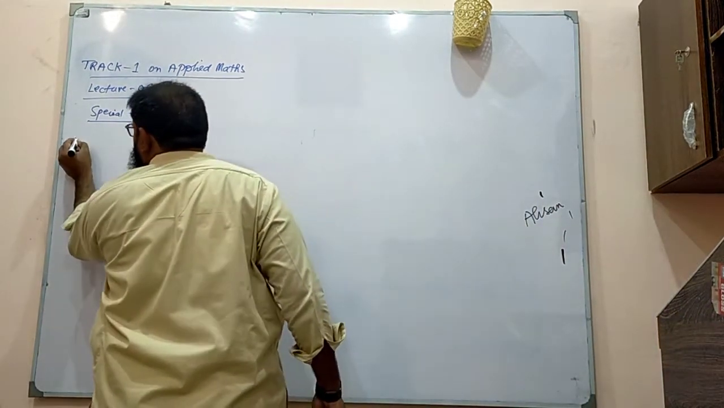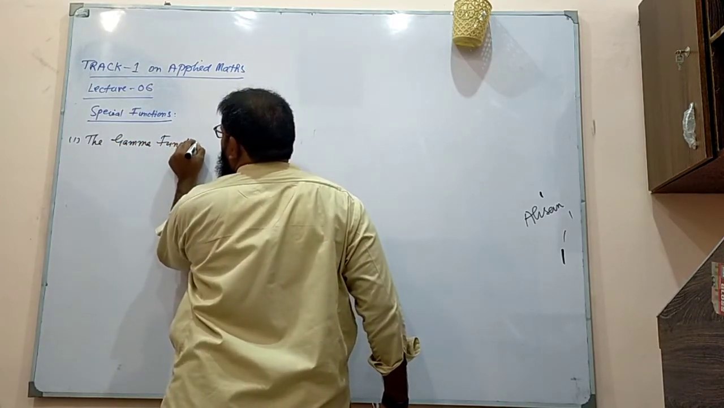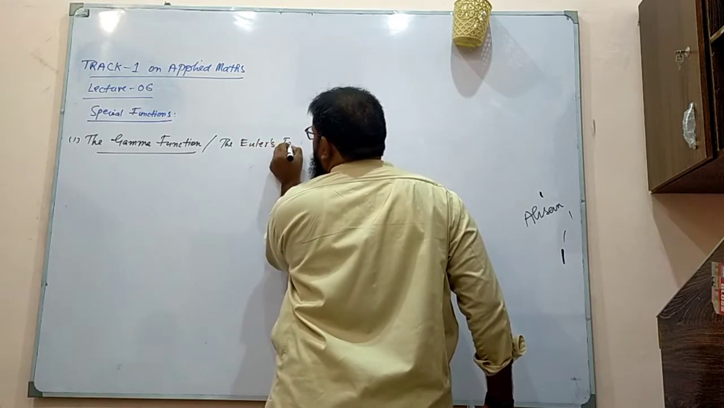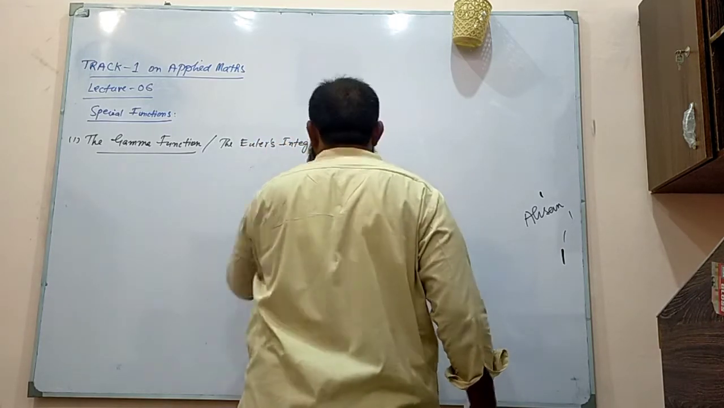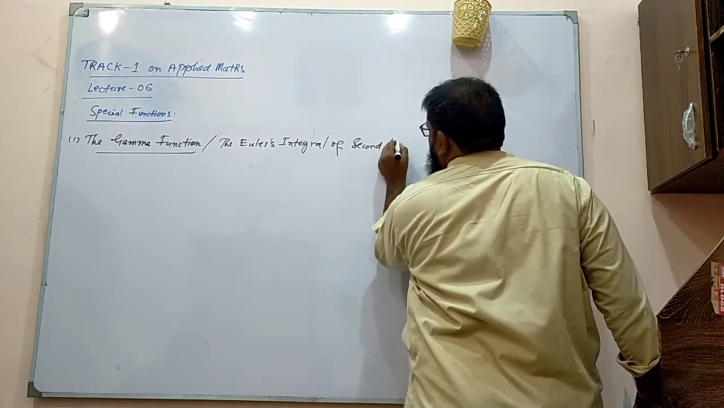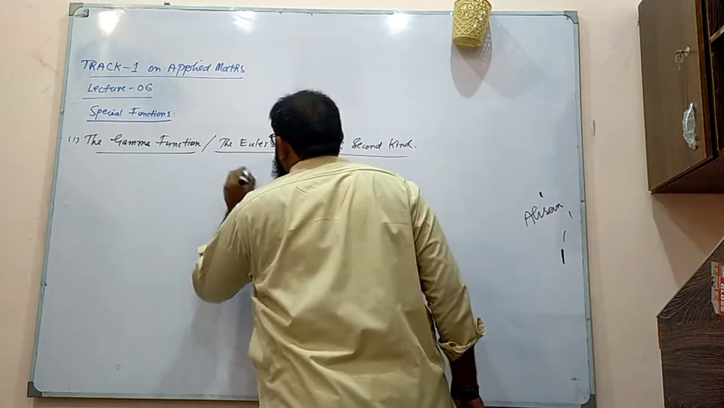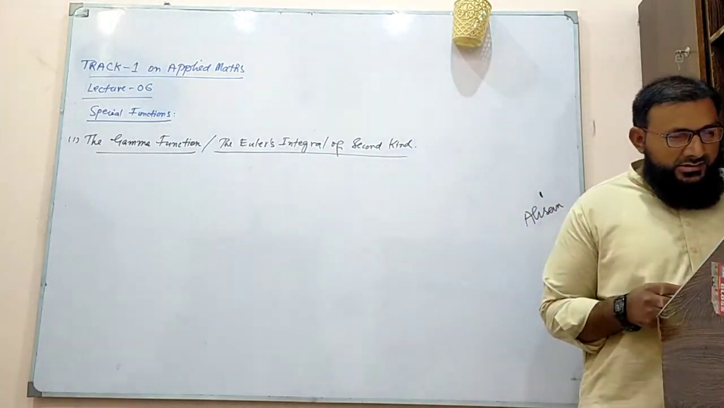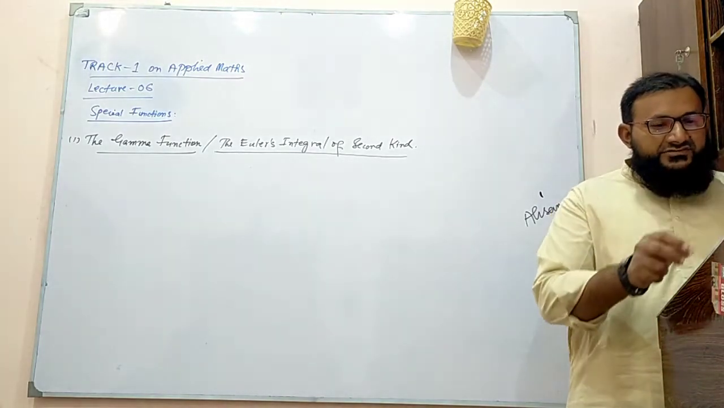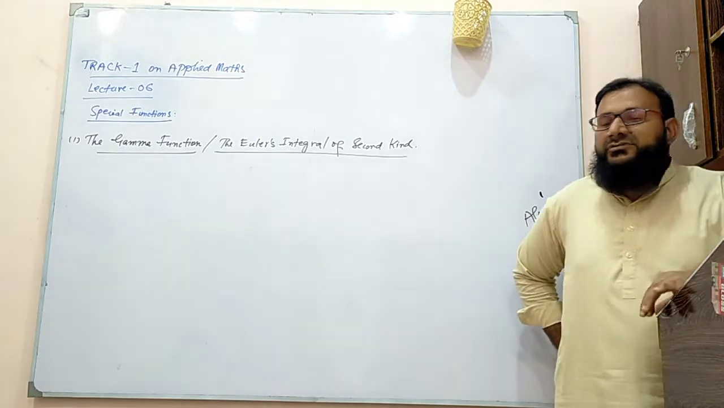So the first thing that we need to discuss is the gamma function, also called the Euler's integral of, I think it is called the Euler's integral of second kind, and the beta function is called Euler's integral of first kind, because these were basically introduced by Euler. So Euler's integral of second kind, or simply we can call Euler's second integral, and the beta function is Euler's integral of first kind.